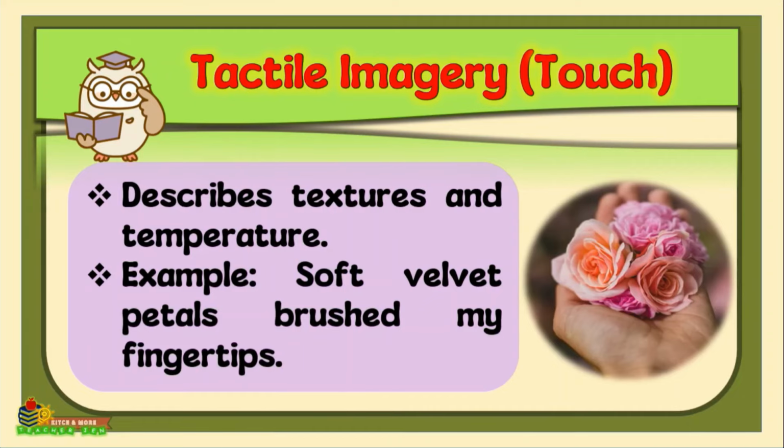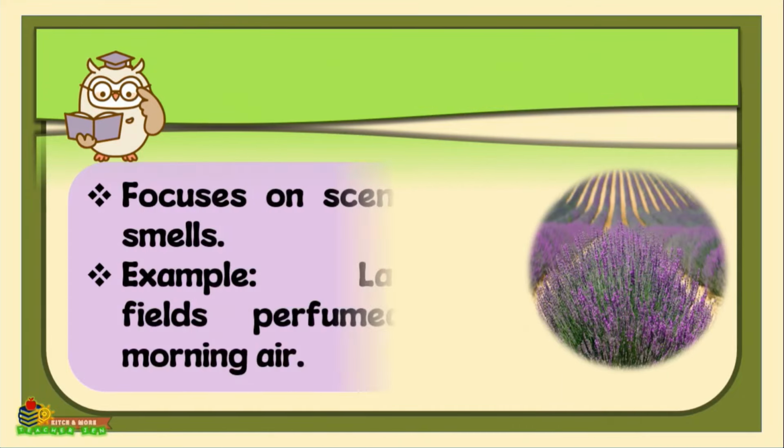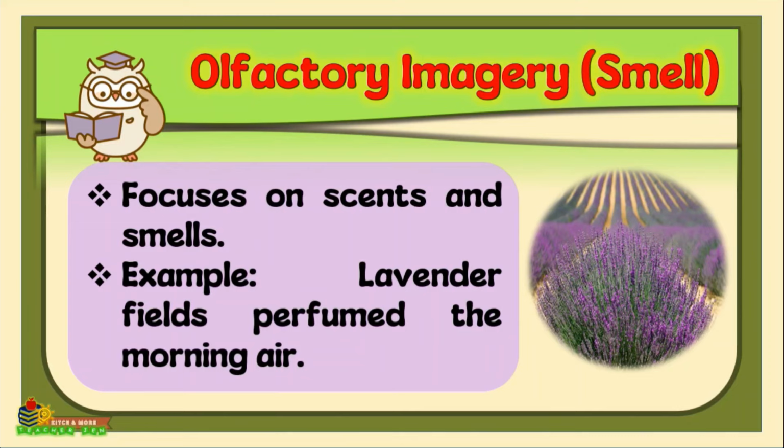Then we have the olfactory imagery or the sense of smell. It focuses on scents and smells. For example, lavender fields perfumed the morning air. Olfactory imagery makes us smell what's in the poem. From the scent of roses to the aroma of coffee, smell connects strongly to our memories and emotions.